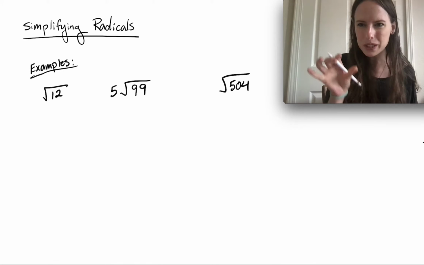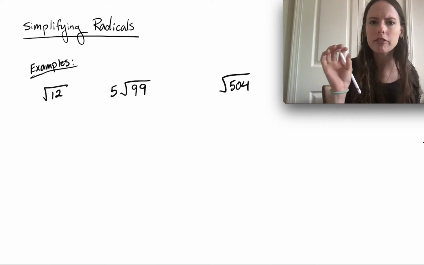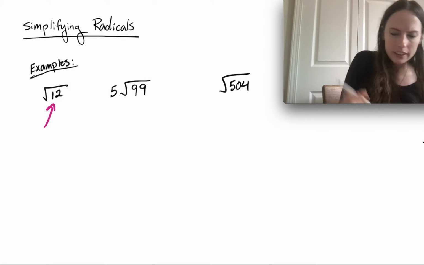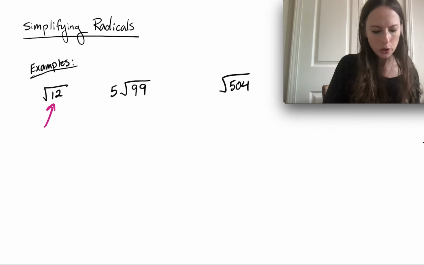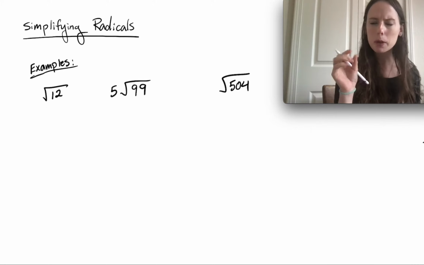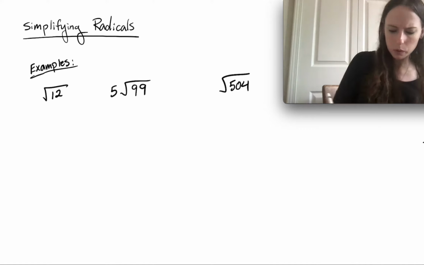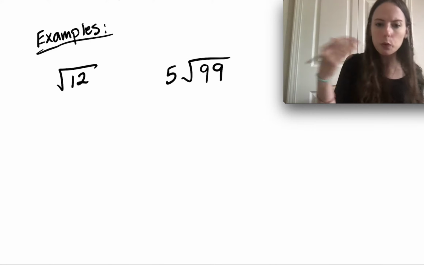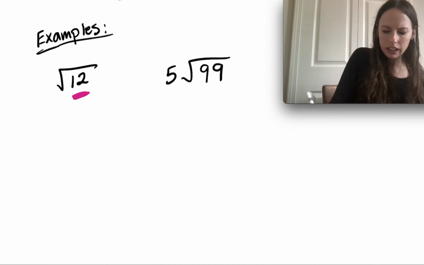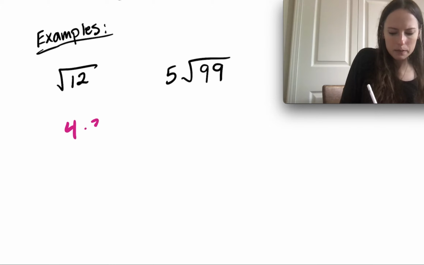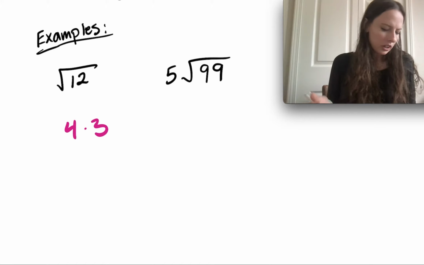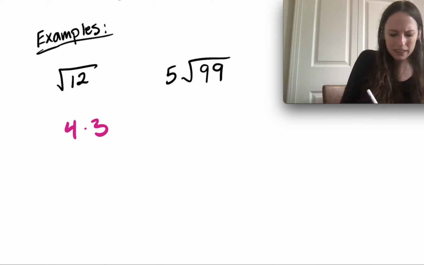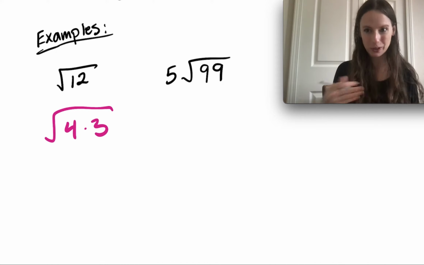Now, the way that we do this is by looking for perfect squares that go into this number under the radical. So in the case of 12, a perfect square that goes into 12 is 4. So I can rewrite the number 12 as 4 times 3. And so really, if we look at the whole problem, the square root of 12 is the same thing as the square root of 4 times 3.